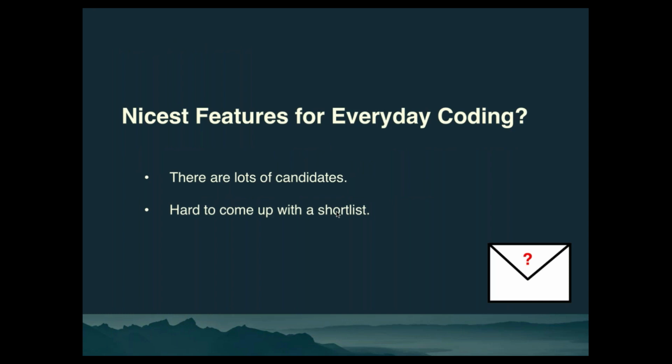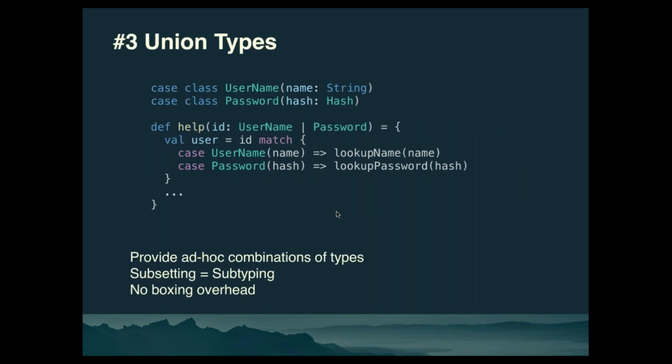What about everyday coding? There are actually lots of candidates. It was hard to come up even with a short list. So I tried to do that, and I give you my list of favorite top 3s. Number 3 would be union types. Union types came from the foundations of Scala, where we have the so-called DOT calculus, dependent object type calculus, which essentially gives you a mini Scala about which we can reason formally and with precision, and where we can prove some things.